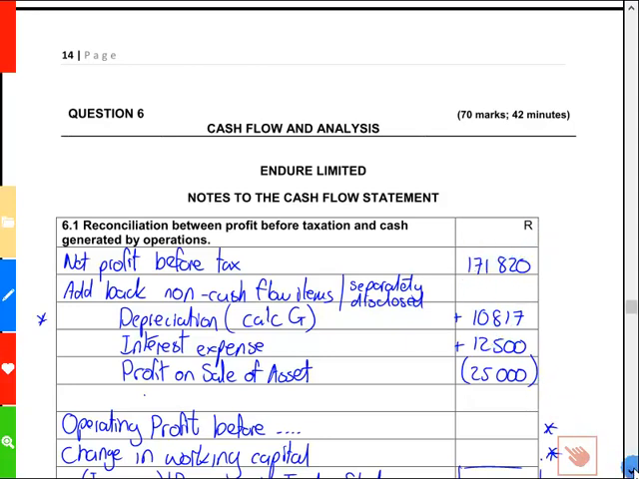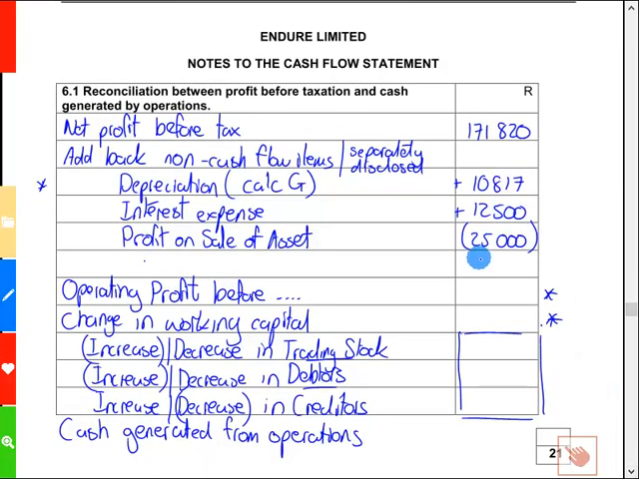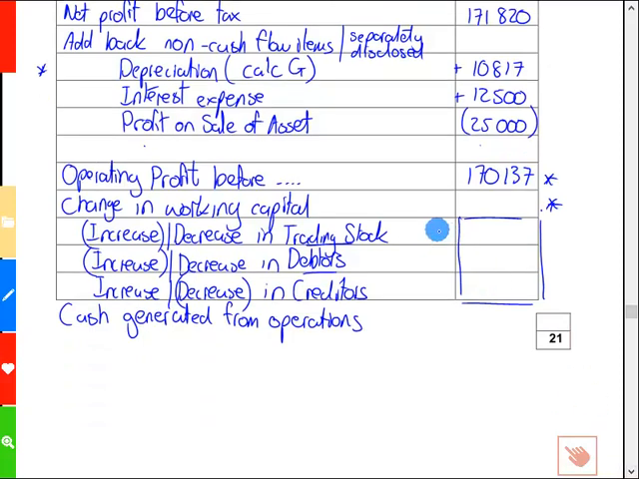Right, so that's that. Now we can calculate our operating profit before change in working capital, and if you add those figures together, you're going to get 170,137. Now we can calculate our change in working capital, and this is an easy calculation. We're simply going to take last year's figure for trading stock and subtract this year's figure and see what the difference is, and the increase, see if it was an increase or a decrease.